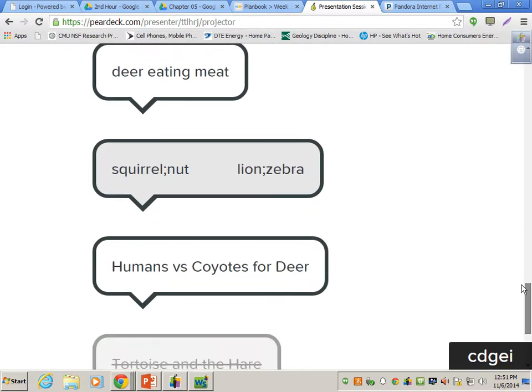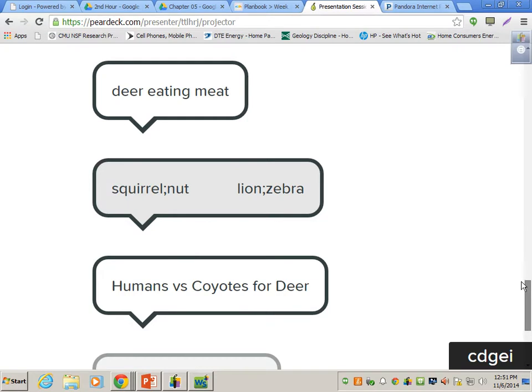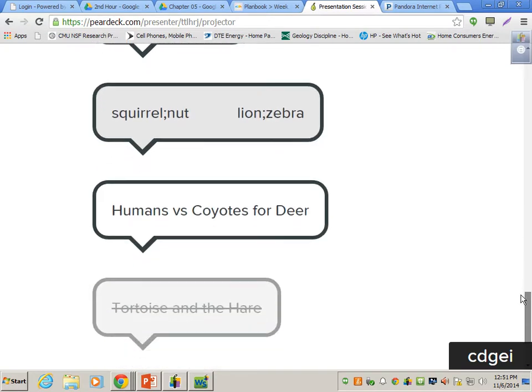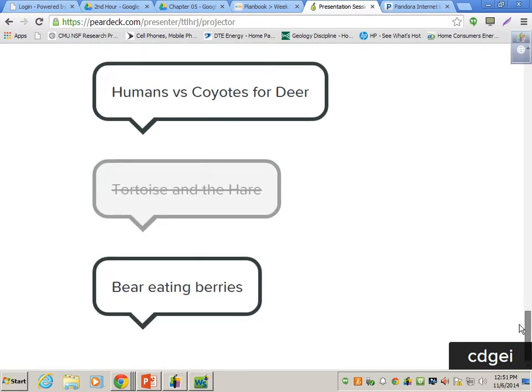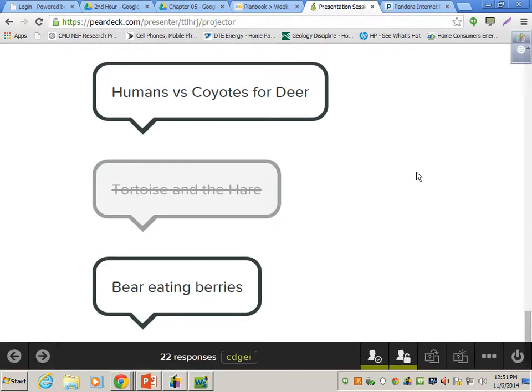First come first. Deer eating, I don't understand that. Deer don't eat meat. Okay, there might be a slight misconception of the question.